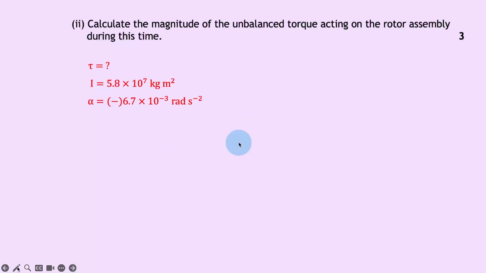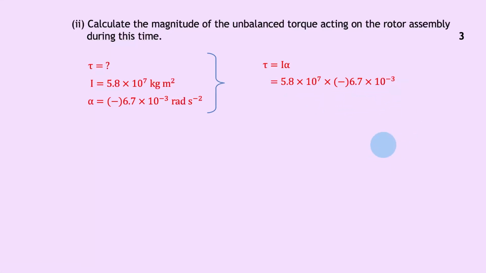So writing down our equation relating torque, moment of inertia and angular acceleration, we have tau equals I alpha. Substituting in the numbers gives 5.8 times 10 to the 7 times negative 6.7 times 10 to the minus 3, and putting that into your calculator should give you an answer of negative 3.9 times 10 to the 5 Newton meters. And again, you don't need the negative to score the marks here, but technically it would make sense to be negative because the rotor assembly is coming to a stop. So the unbalanced torque is acting to slow it down.